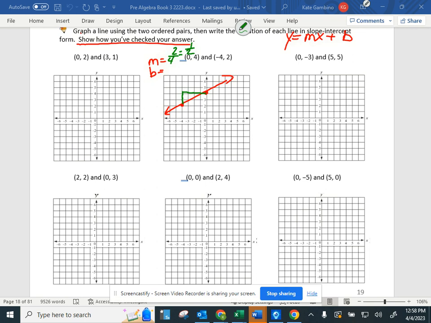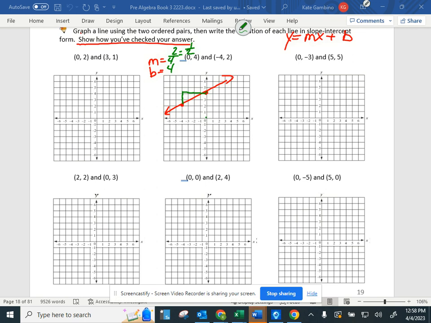I have 3 people who know how to find the b. Remember that b is the y-intercept. What is the y-intercept, Audrey? Positive 4, right? When x is 0, y is 4.